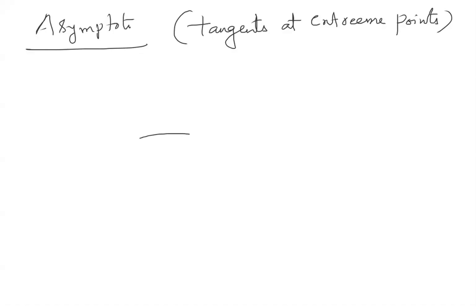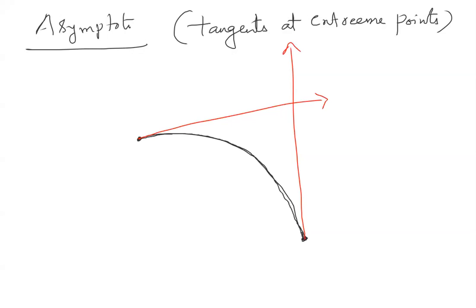Suppose I have a curve something like this. Let's say this is my minimum point, this is my maximum point. So this is one asymptote and this is one asymptote. So tangents at extreme points are called the asymptotes. This is one asymptote, this is the second asymptote. Definition of asymptote is tangents at extreme points are called asymptote.